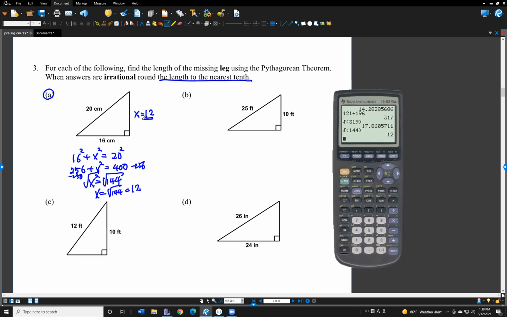Okay, everyone try B and C and D, okay? Once you find this, let me know, okay? Okay, go ahead.